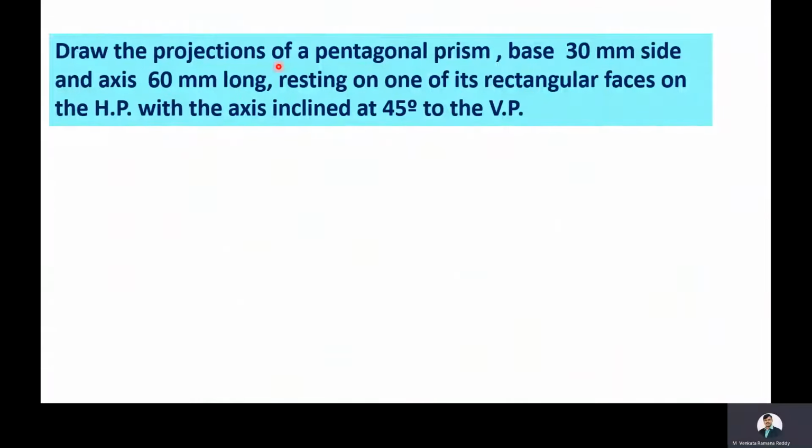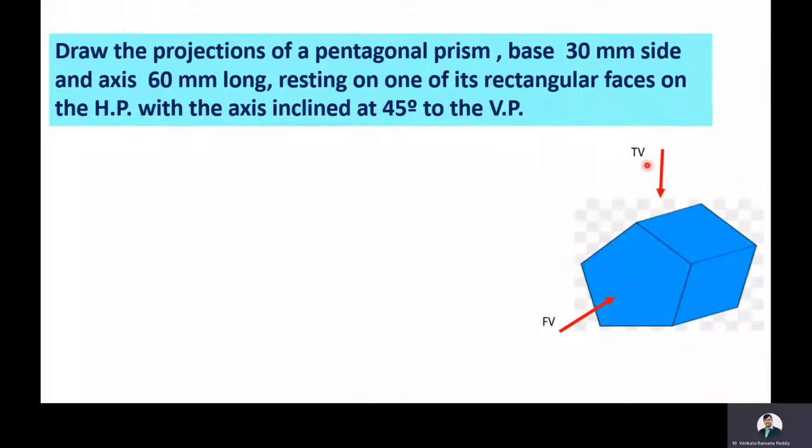The given problem is draw the projections of the pentagonal prism, base 30 mm side and axis 60 mm long, resting on one of its rectangular faces on the HP with the axis inclined at 45 degrees to the VP. Here we need to draw the projections of the pentagonal prism. This is the pentagonal prism. This pentagonal prism is resting on its rectangular face on HP. The base side length of the pentagonal prism is 30 mm and axis length is 60 mm. Axis inclination with VP is 45 degrees.